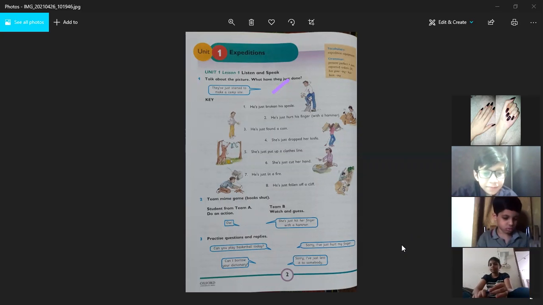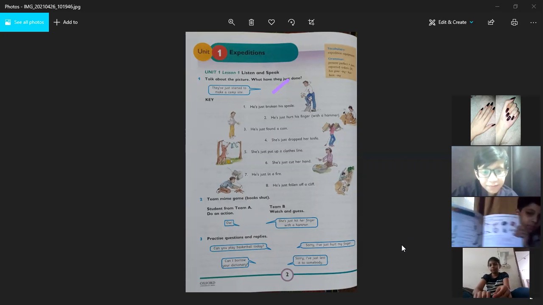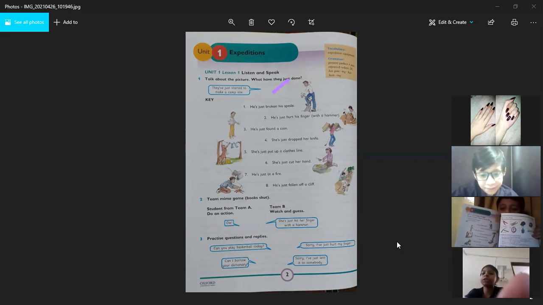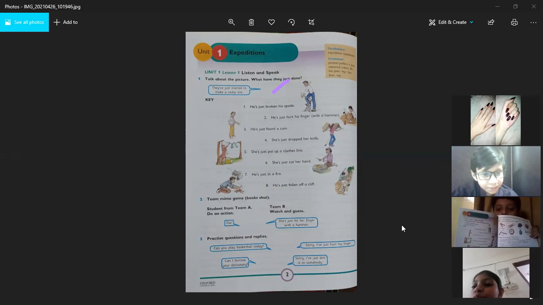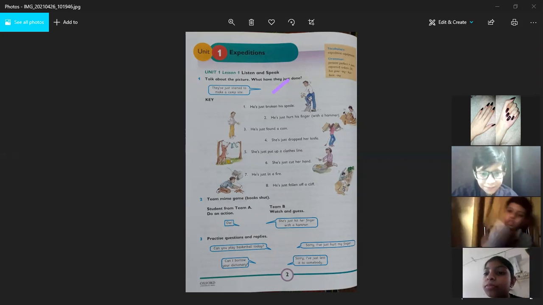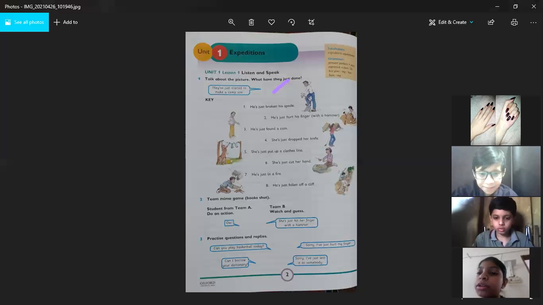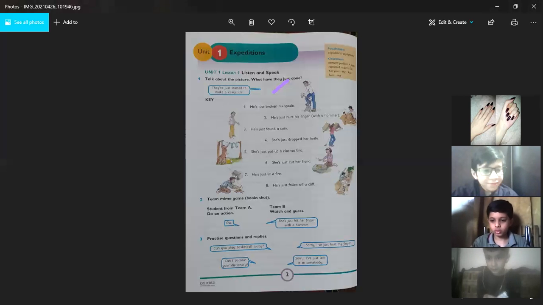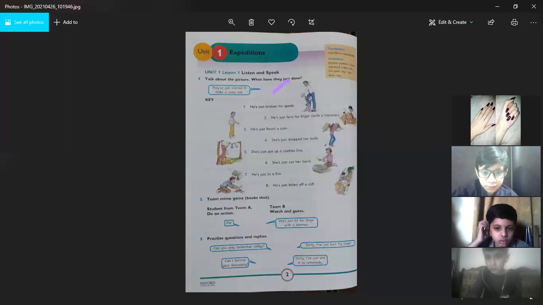Okay. So take this chapter, unit number one, page number two. Everyone have books? And can you hear me clearly? So do you have books, everyone? Those who don't have books, they can see the screen sharing which I have done. This is your unit number one. Your books have been changed. Your books are Oxford Progressive English.